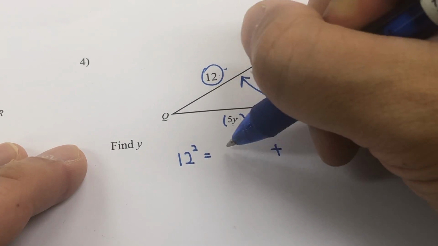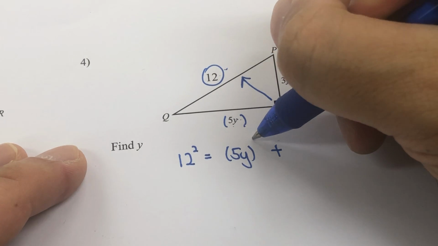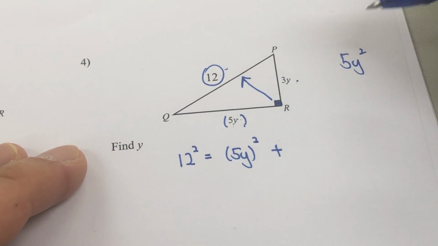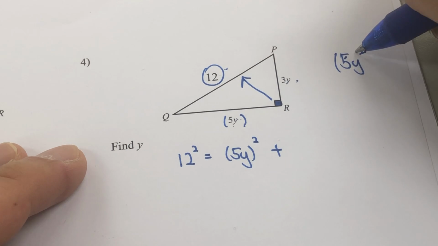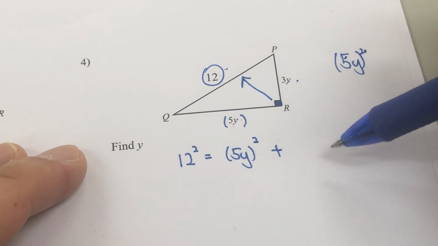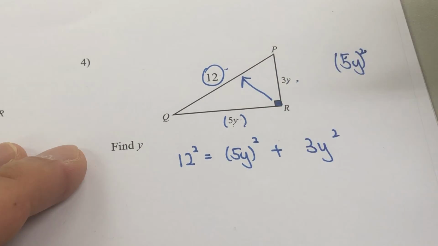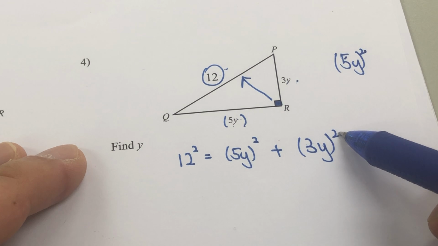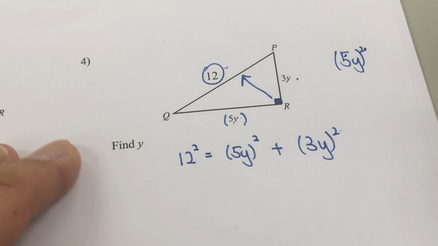Here is 5y. So 5y, the whole thing, you should put a bracket here and then put square. You should not just write 5y squared. If you just write 5y squared, you ignore the 5, because 5 also deserves the square. So you must write down the brackets. Don't skip the brackets. Likewise, you should not just write down 3y squared. You should write brackets because everyone deserves the power 2, not just y. Therefore, it is important to write down the brackets.